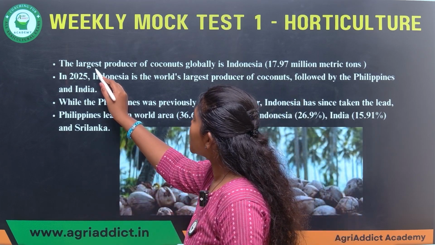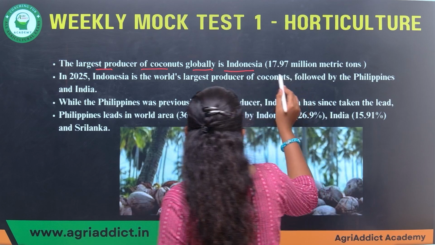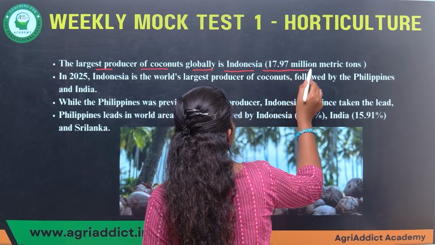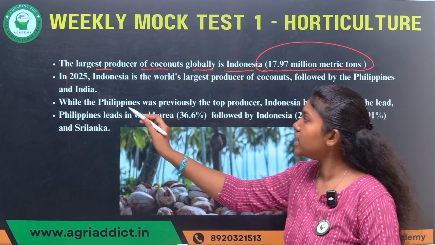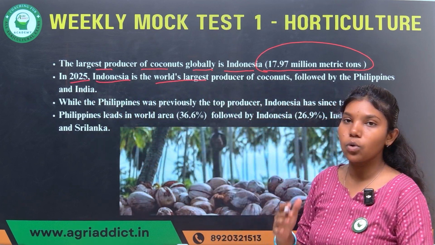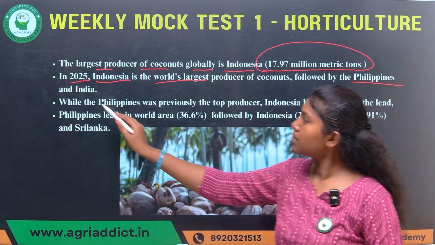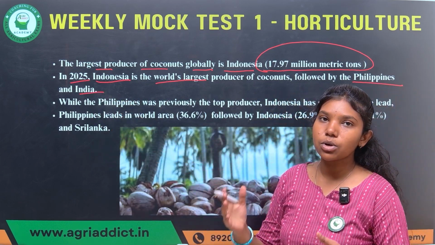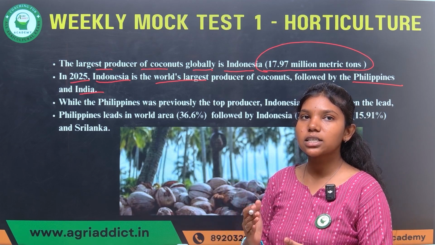Yes, the largest producer of coconut globally is Indonesia. That is, it produces 17.97 million metric tons of coconut. According to the recent data in 2025, Indonesia is the world's largest producer of coconut, followed by Philippines and India. That is, the first largest producer of coconut is Indonesia, next comes Philippines and next comes India.